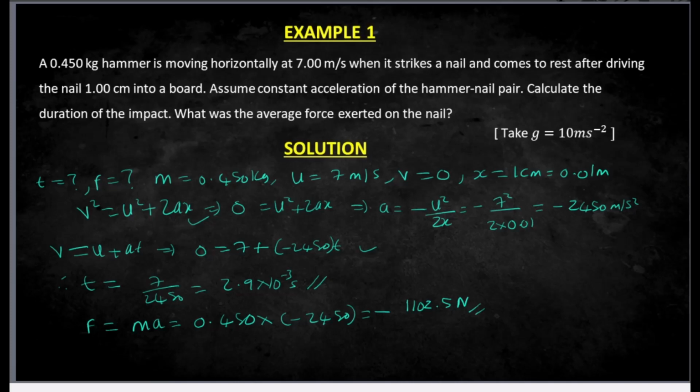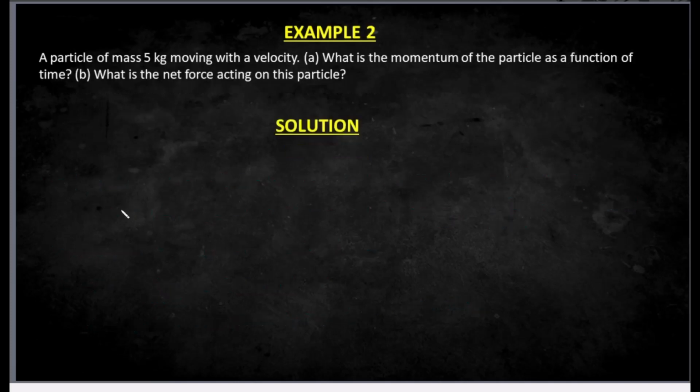Okay, so now let's move to the next one. The next example is this. We're going to say that a particle of mass, right from there, we just look at the mass. The mass is just 5 kg, then moving with a velocity.